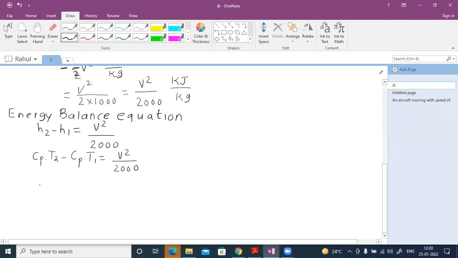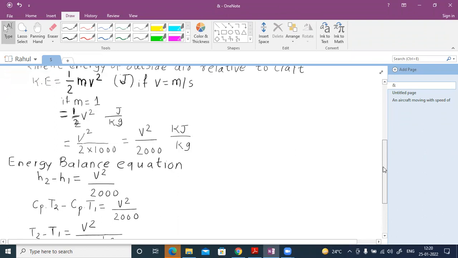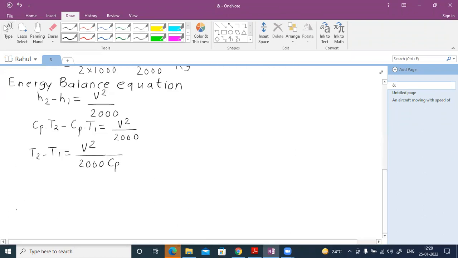Now all of you can see that Cp is the common term. If I take Cp common, what is remaining is T2 minus T1. If I bring Cp to the right-hand side, it will go into the denominator. Now I'm interested in getting the value of T2. Why do I require T2? T1 will be given, since T1 is the inlet condition, and obviously it is mentioned in the problem.